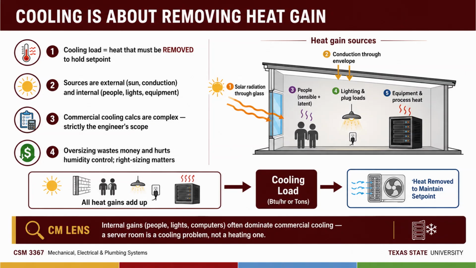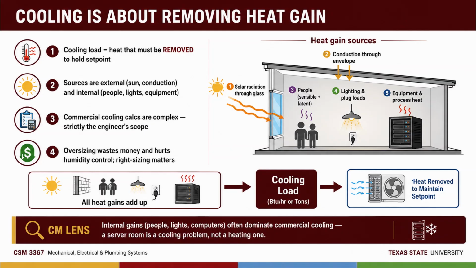Third, people, lights, and equipment. Every warm body, every light fixture, every computer in the building is a little heater running inside the space. In winter, those gains help you, free heat. In summer, they're load, and in a packed office or a classroom like this one, they can be the biggest load. Fourth, and this is the one heating never has to think about, moisture. Cooling isn't just about temperature, it's about humidity. Half the job of an air conditioner in a Texas summer is wringing water out of the air, and that work costs capacity. Which brings us to the single most important concept of the day.